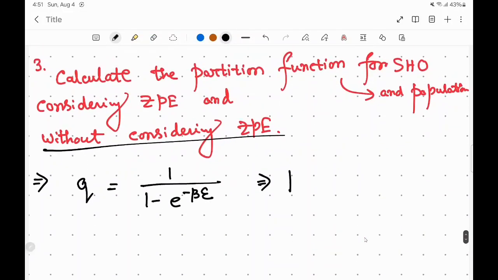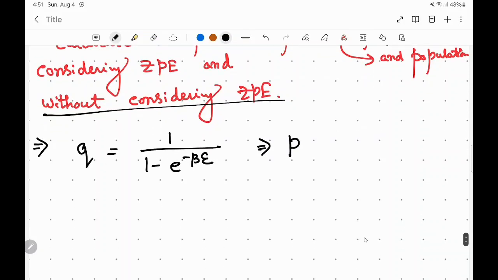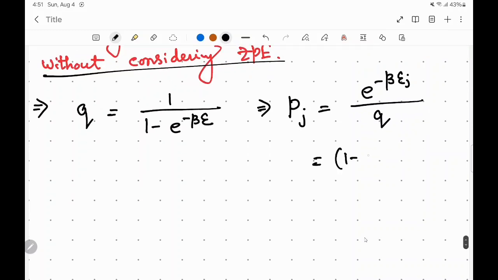So all the epsilon for the SHO is mentioned here. Now for population, you have to consider the J. So it will be e to the power minus beta epsilon J divided by Q. Let me write it: Q is 1 into e to the power minus beta epsilon. So it is Pj. Here I didn't use the Gj because degeneracy is 1. But this calculation is without considering the zero point energy.